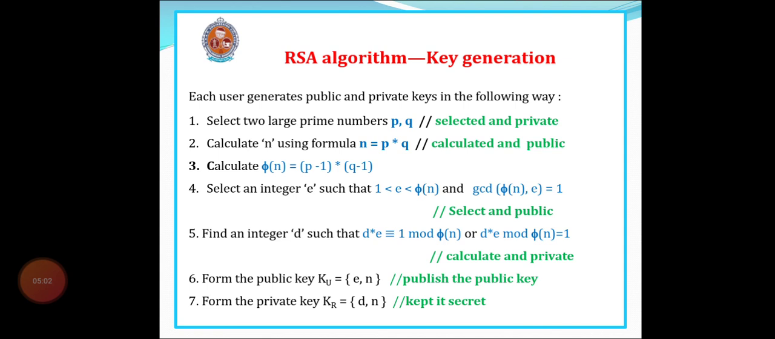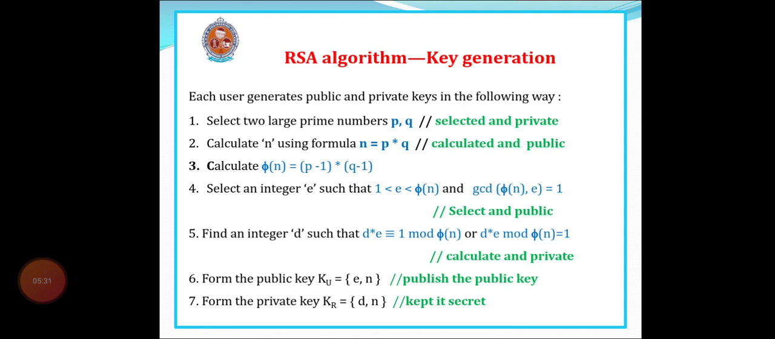And now the user needs to find an integer d such that d star e is congruent to 1 mod phi of n, or d star e mod phi of n is equal to 1. This d is a calculated value and it is kept private. Now the public key KU equal to e comma n, we have to publish the public key, and form the private key KR equal to d comma n. We have to keep it secret.